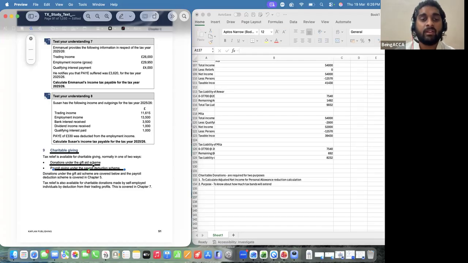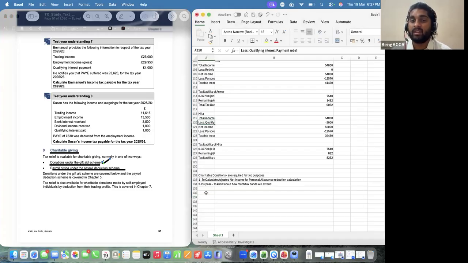The first one is what we will be discussing right now, because the second one will directly be reduced from your employment income. But donations under the gift aid scheme will not act as deductions; there is a different treatment to it. What is the treatment? There are two types of advantages.